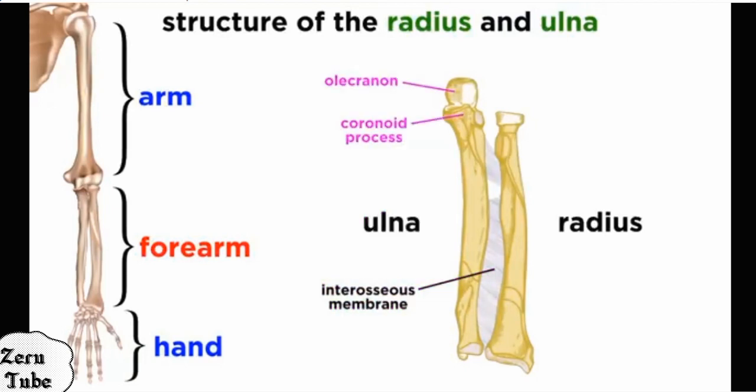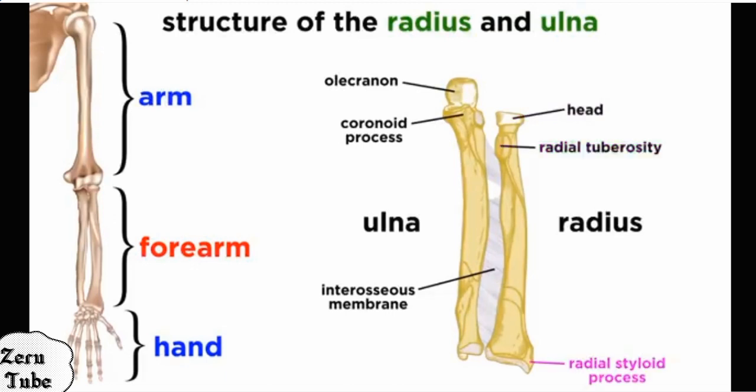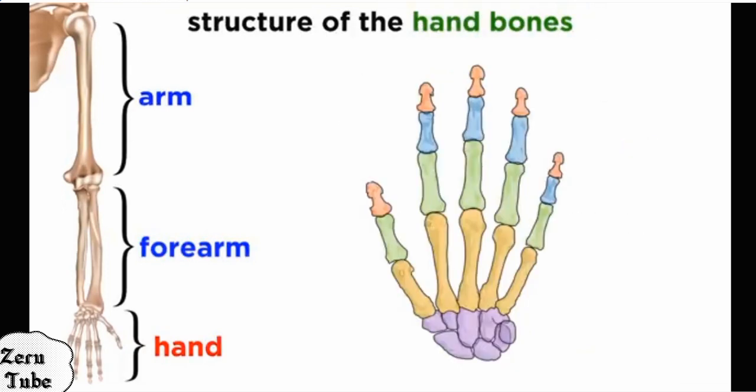When we see the ulna, it has olecranon fossa, the coronoid process, olecranon fossa, proximal parቱን ፎርም አድርገው እናገኛለን። When we see the radius, it has head, the radial tuberosity, and the radial styloid process. The head, radial tuberosity, and the radial styloid. Let us see the final parts of the upper limb, which is hand.